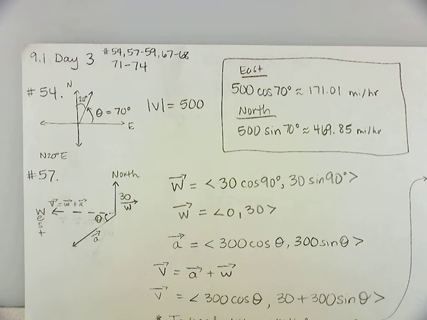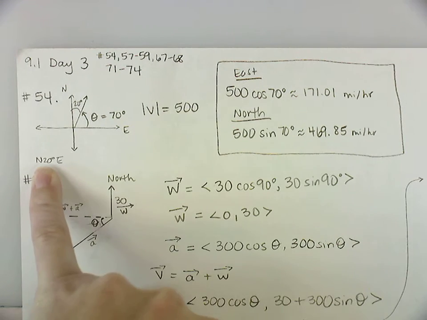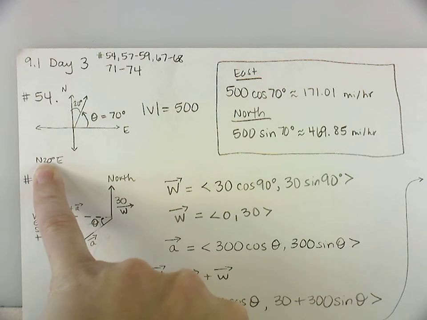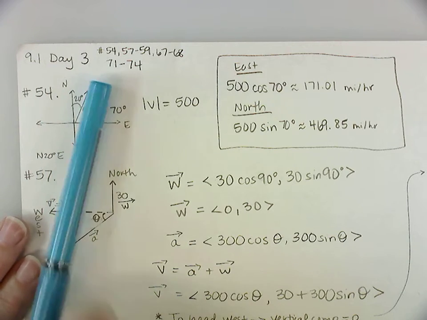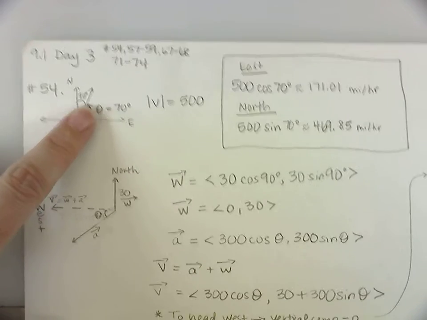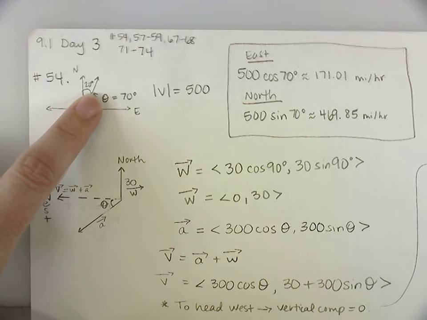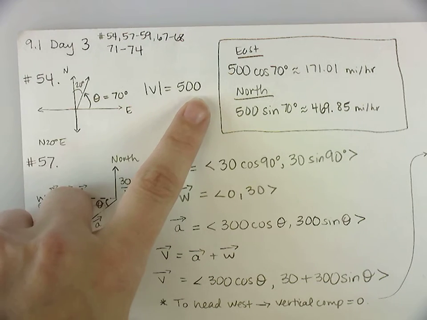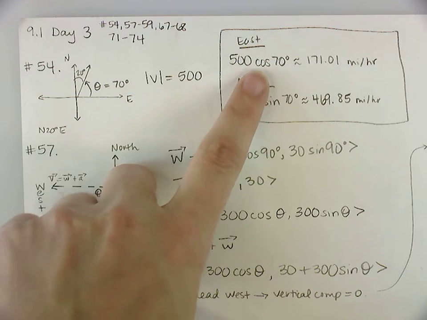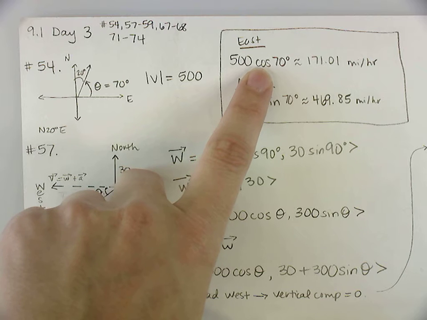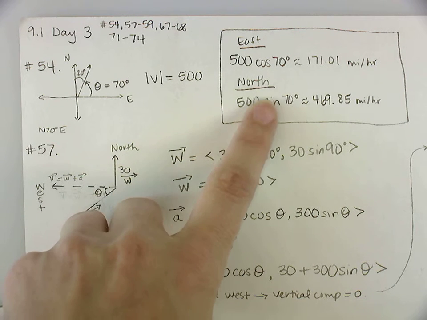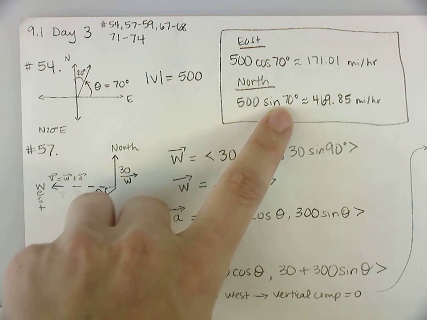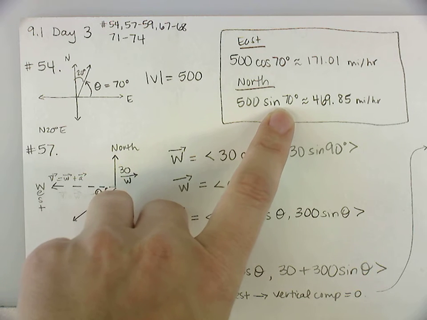For 54, the question started off telling you that this was going north 20 degrees east. So if you start off going north and then you adjust your course 20 degrees east, remember that your theta value is actually going to be the 70 degrees. If your magnitude is 500, to find the east component, that's your horizontal component, so you're going to use cosine. And then to find your north component, that's your vertical component, so you're going to use sine, but you do have to use the 70 degrees.